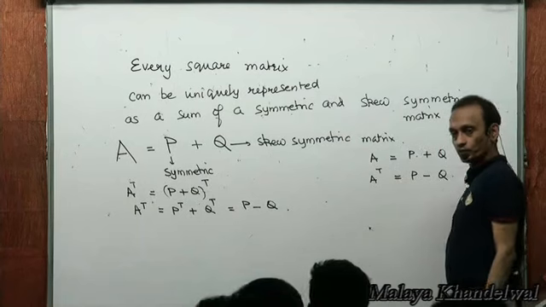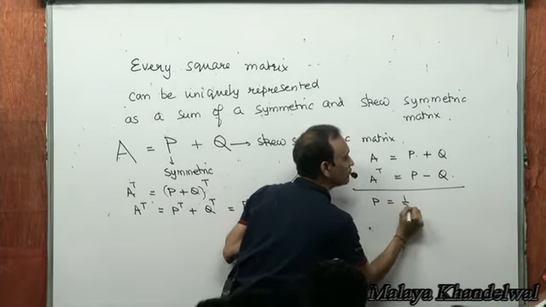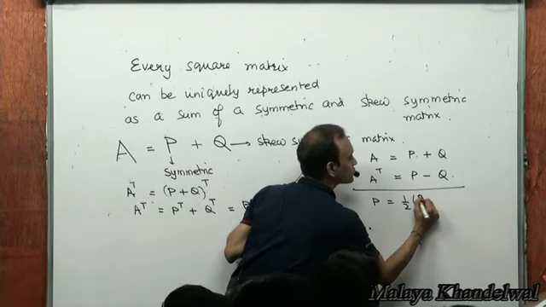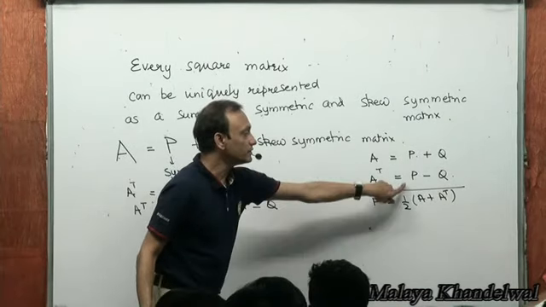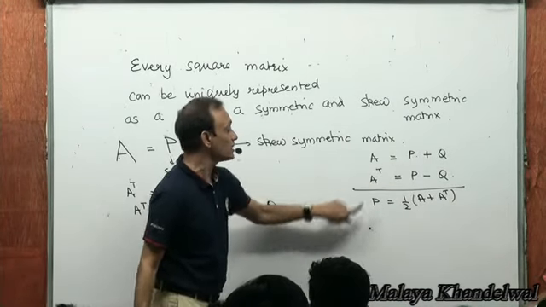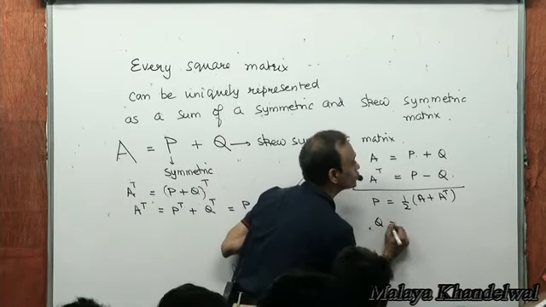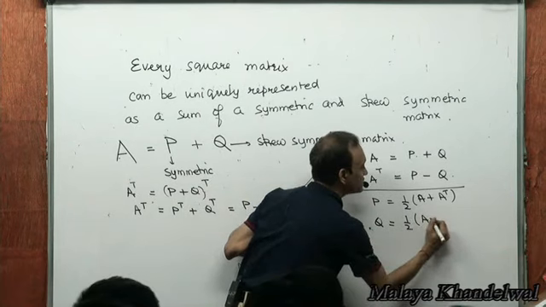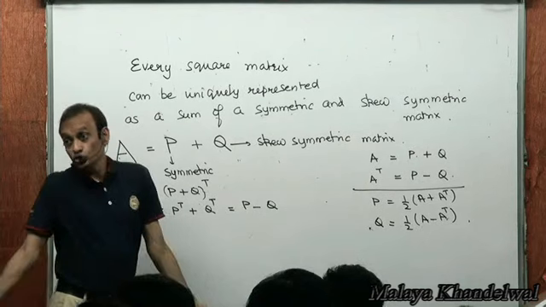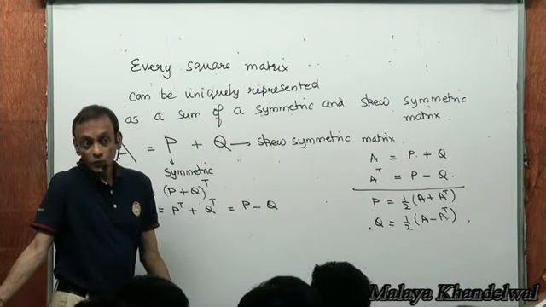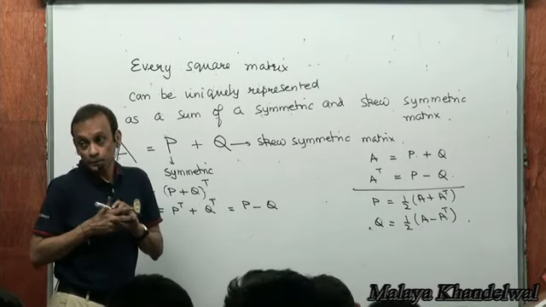Yes or no? Now if I add, 2P becomes A plus A transpose. P would be (A plus A transpose) by 2. What is Q? Q is half of (A minus A transpose). So P and Q are unique, isn't it? P is symmetric, whereas Q is skew symmetric. Right?